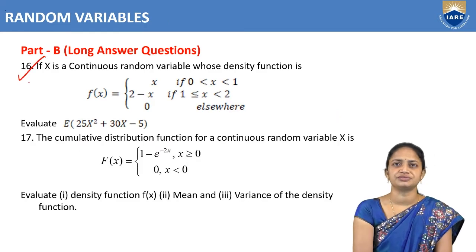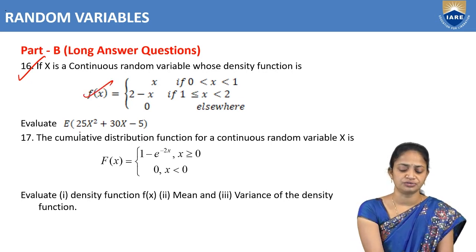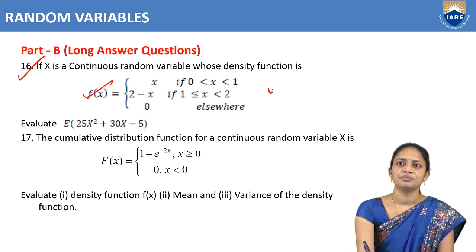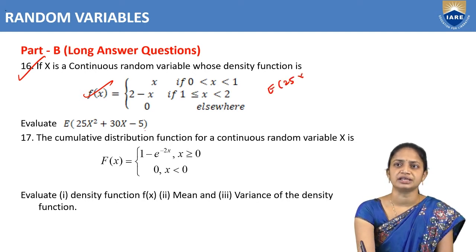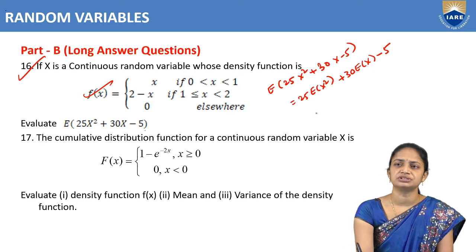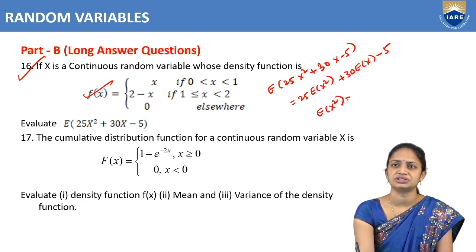Now coming to the next question: if x is a continuous random variable whose density function is given, here we need to find the expectation of 25x square plus 30x minus 5. So for this we write 25 expectation of x square plus 30 expectation of x minus expectation of 5, which is 5. First of all, we need to calculate the expectation of x square.